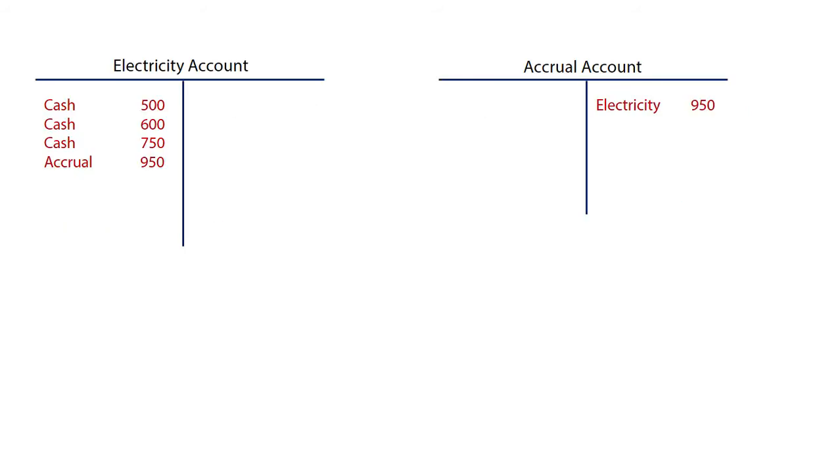So we open an account for electricity, which is an expense account, and an accrual account, which is what? A balance sheet account, namely a liability. Why is it a liability? Remember the criteria for a liability. It must be an obligation arising from a past event, of which settlement will require the outflow of economic benefit. The obligation is the payment of the $950 which hasn't been settled. The past event is what? The usage of the electricity for January, February, and March 2021.